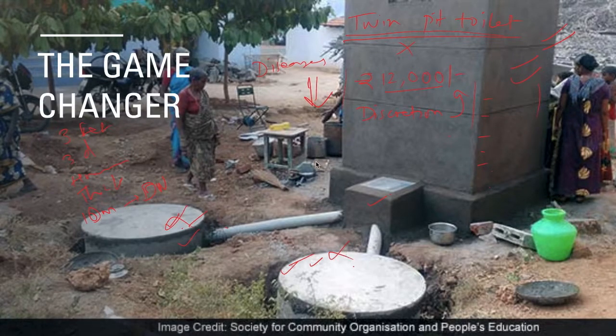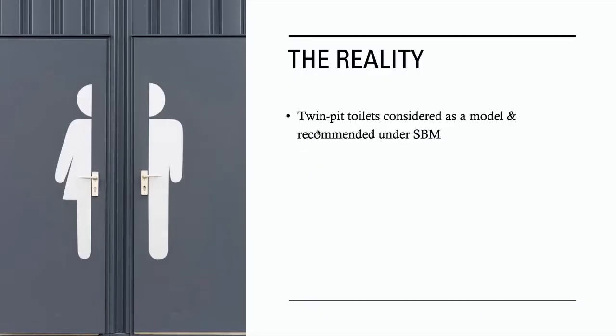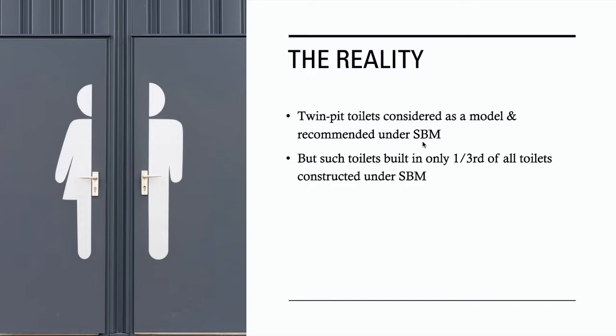Now, is this just an opinion that I am making up? Look at the statistics, the reality. Twin pit toilets are considered a role model, the model to be implemented, which is recommended by SBM, Swachh Bharat Mission. There was a survey which clearly acknowledged that only one third, in most probability, of all the toilets constructed under SBM use this twin pit structure. So, 70% nearly do not have this twin pit structure.